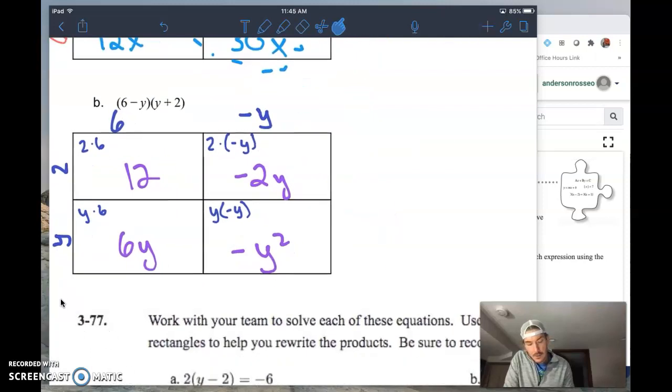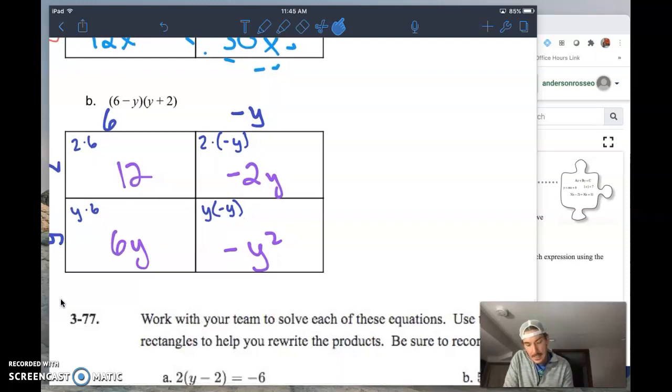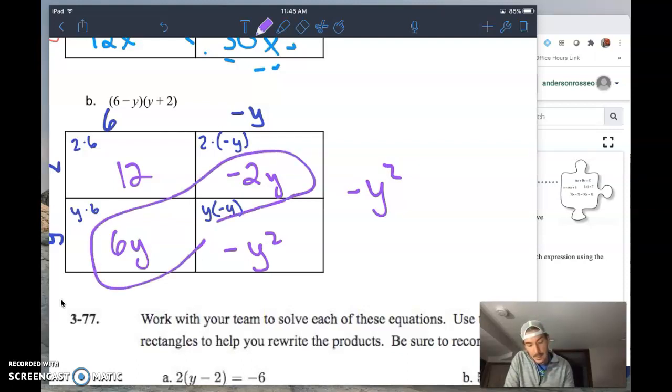Okay, ladies and gentlemen, now time to organize these things. I'll write it with the largest degree first, so negative y squared. These two items here will be combined.